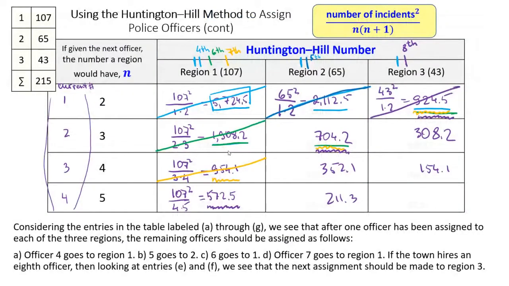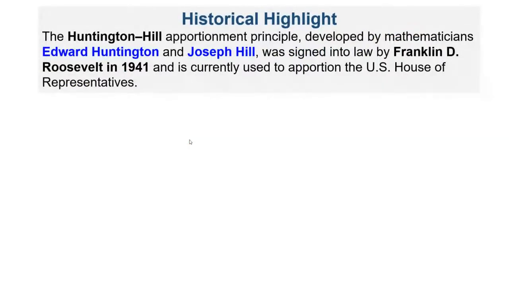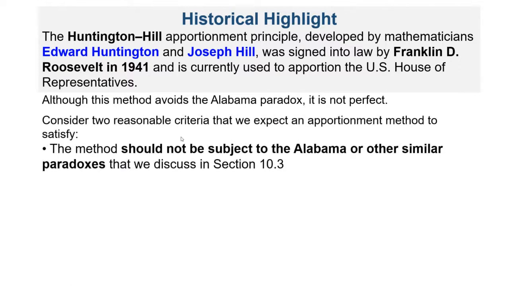So this Huntington-Hill method, for some reason, as always, is difficult, but I really don't see where the difficulty could be here. The Huntington-Hill apportionment principle was developed by mathematicians Edward Huntington and Joseph Hill in the 1920s, but was signed into law only in 1941. Although this method avoids the Alabama paradox, it's still not perfect.